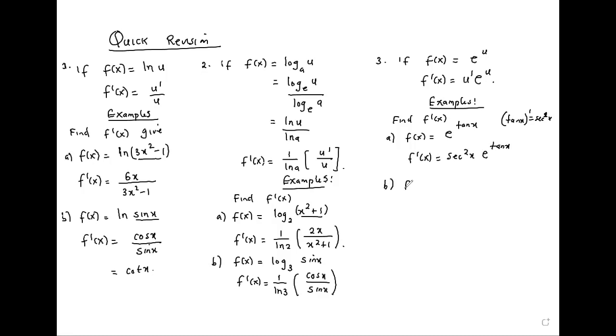Another example, f of x is equal to 2e to the power 3x plus 4. To differentiate f, you have 2 as a constant. When you differentiate 3x plus 4, you get 3, and then multiplied by e to the power 3x plus 4, giving us 6e to the power 3x plus 4. So the e will still come back in the derivative.